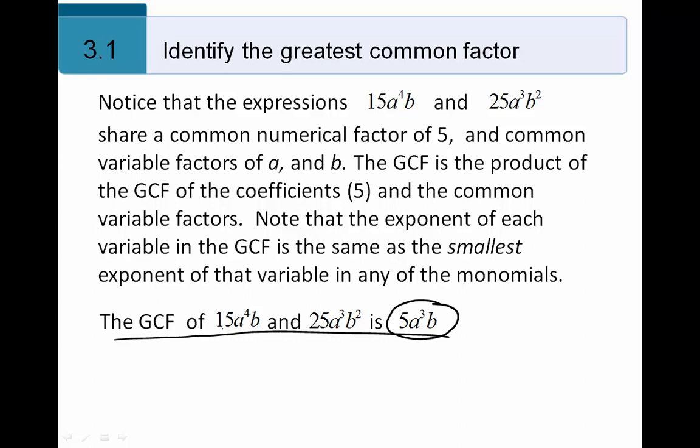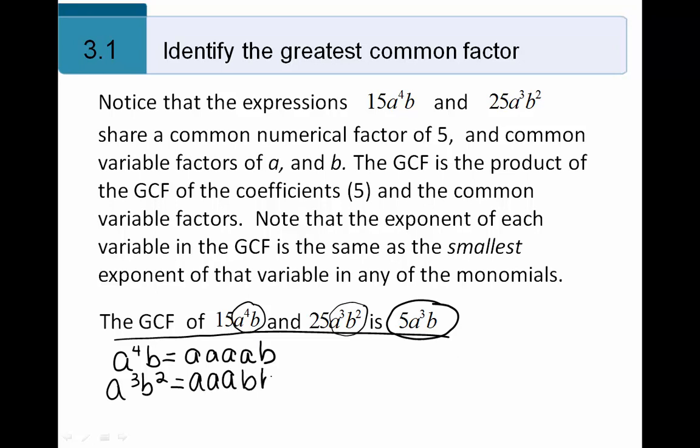But let's look more closely at the variable pieces of these terms. If you look at the a to the 4th b, and expand that, it will equal a multiplied by a multiplied by a multiplied by a multiplied by b. And if you expand a cubed b squared, you would get a multiplied by a multiplied by a multiplied by b multiplied by b.